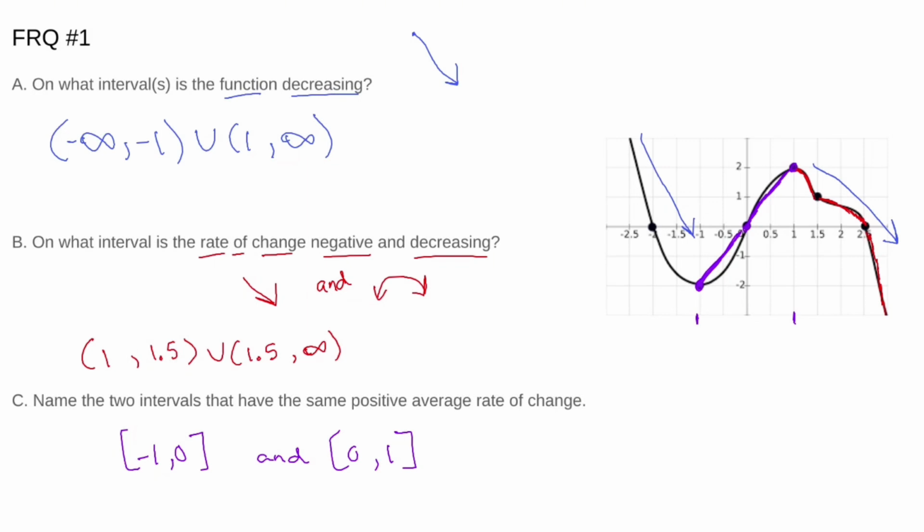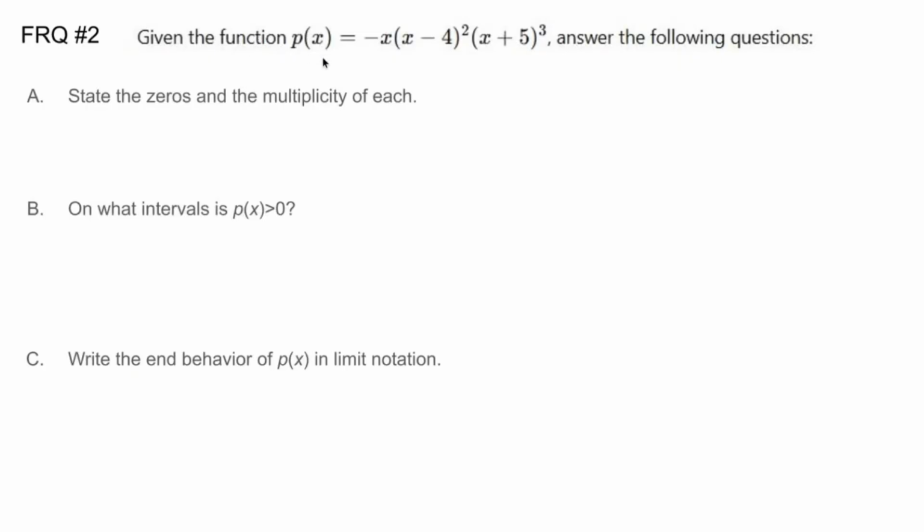Tons of fun. Given the function p of x equals negative x times the quantity x minus 4 squared times the quantity x plus 5 cubed, answer the following questions. So we have this polynomial here in factored form. We got a negative out in front. We got 1 x living out there. We've got 2 x's living in here. We got 3 x's living in here. Okay. State the zeros and the multiplicity of each.